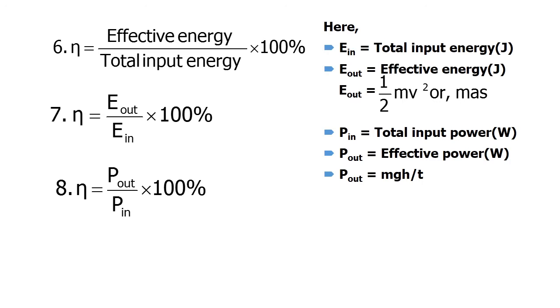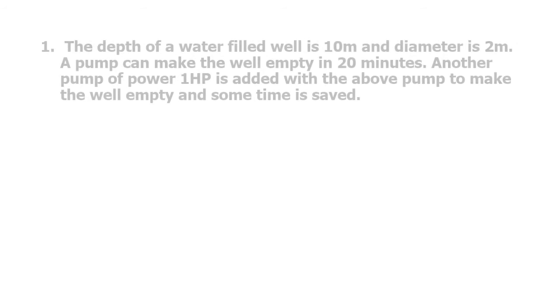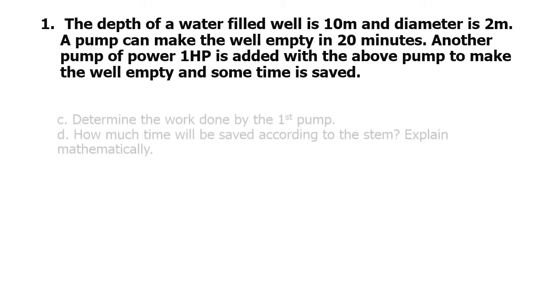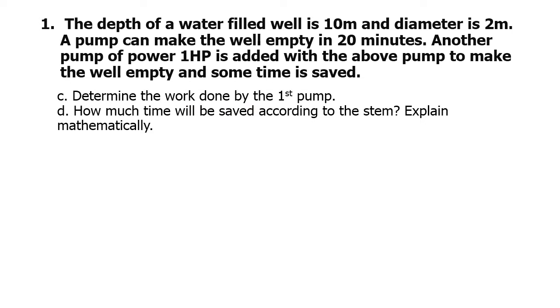Now let's start the main topic, the creative question lecture. The first creative question is the depth of the water. The depth of a water filled well is 10 meter and diameter is 2 meter. A pump can make the well empty in 20 minutes. Another pump of power 1 HP is added with the above pump to make the well empty, and some time is saved. So here question C is determine the work done by the first pump, and question D is how much time it will save according to the STEM.